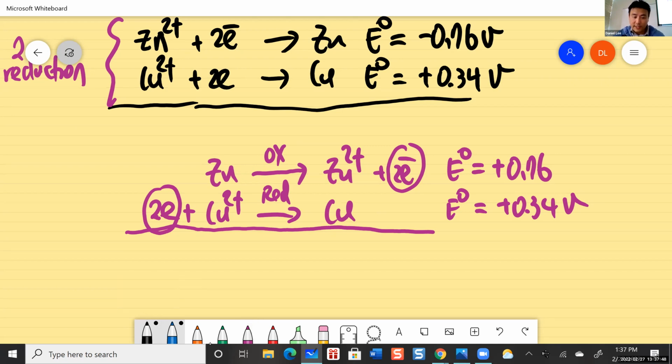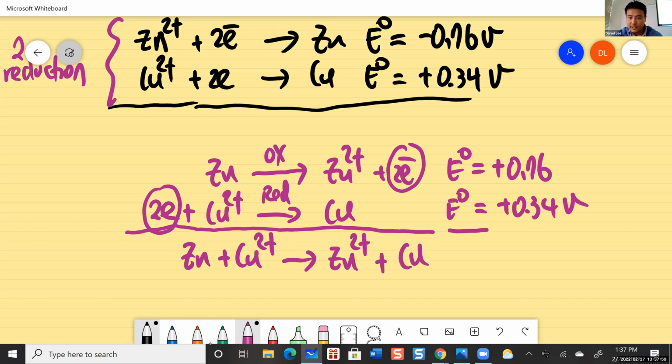So your final answer here, after you add them, is zinc plus copper 2 plus. Zinc will dissolve into zinc 2 plus, and copper 2 plus will become copper metal. And if you add the two E values together, you get a cell potential. So this is the overall E for the reaction, and it's positive 1.1 volts.